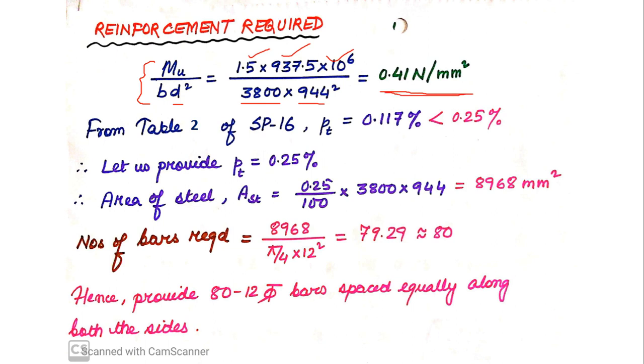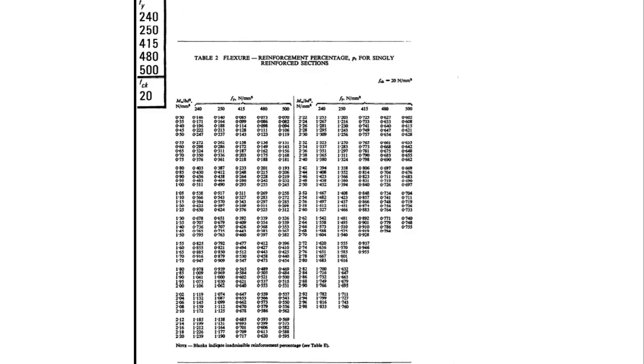Now if I look at Table number 2 of SP16, I can actually know the percentage of steel. In our classes we have seen how to determine percentage of steel from SP16 using charts. But there is another way, that is by using tables also you can determine the percentage of steel required in your section. So this is actually Table number 2 of SP16.